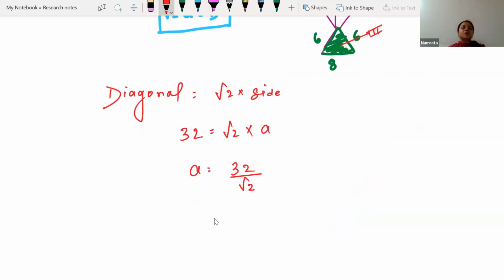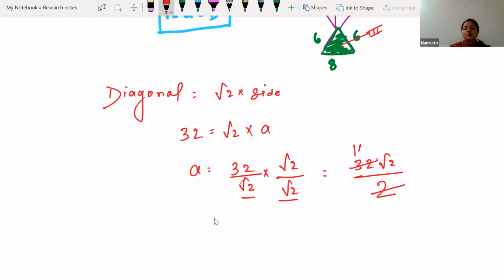Have you done the concept of rationalization, that whenever this root is there inside in the denominator, we'll be multiplying with the same number, and that's how we will get rid of this root. Root 2 into root 2 will be only 2. Do you know it? This concept was there in chapter 1, I believe, right? Let's cancel them out. 2 1 times 2, 2 6. So 16 root 2 is the side of the square.